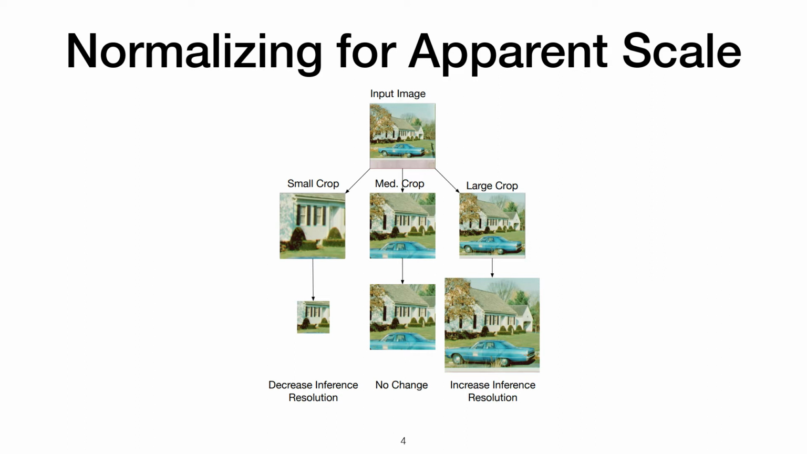If we want to normalize the apparent scale of objects to what is in the medium crop, for example, at inference time, the input resolution of the small crop should be lower and the input resolution of the large crop should be higher. As described in the train-test resolution discrepancy, if at training time your model is seeing objects from a certain scale distribution, and at test time it's seeing objects at a different distribution of scales, then this can have a significant effect on the test time accuracy of the model.